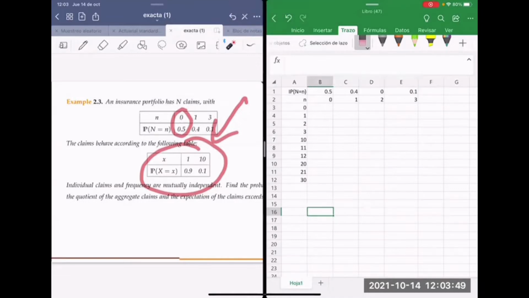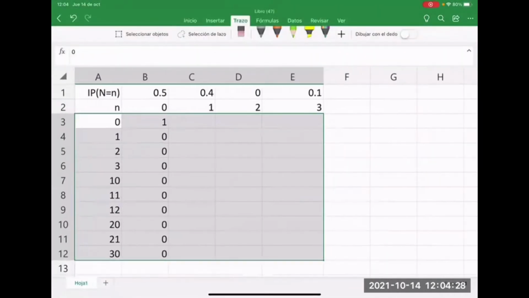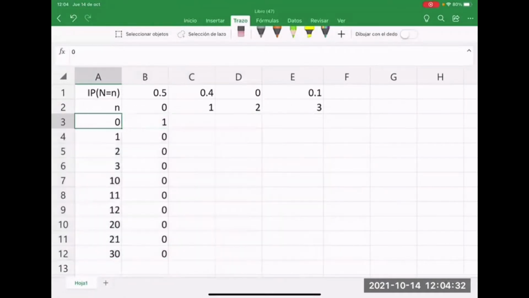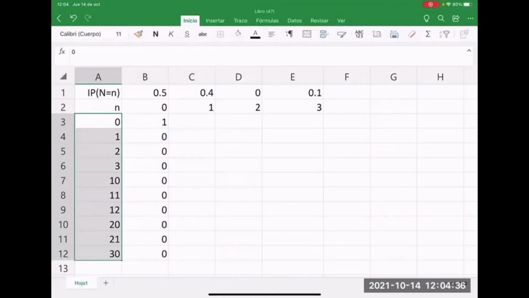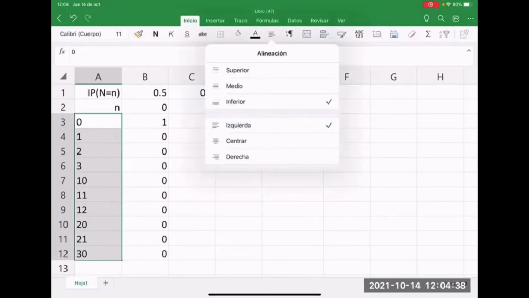So first, I just said that I needed to have the probability that S equals whatever, given that N equals 0. So in here, this is very simple because we just have a 1. All the others are zeros. That's it. I will use this other display here, and I will also justify this to the left, so there is no confusion between the N's and the S's.